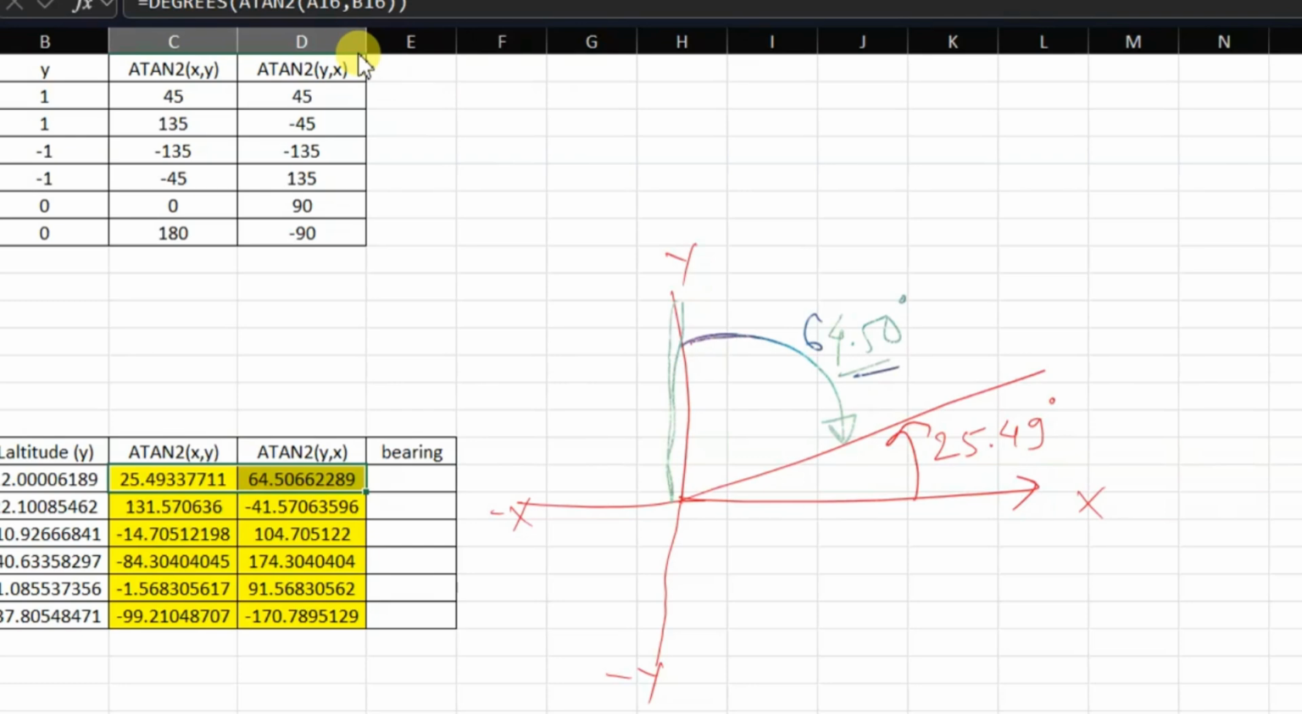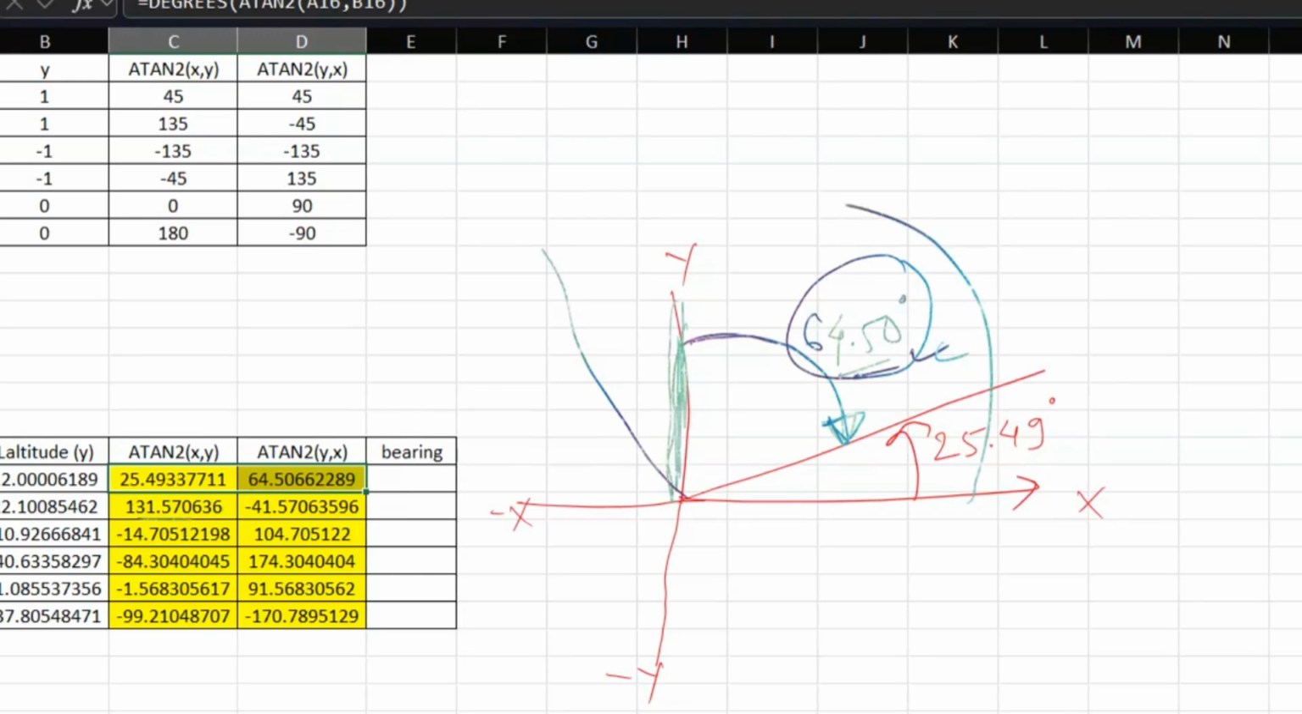As the bearing is required from the north or south, bearing is always measured from north. So for the calculation of bearing, you need to use ATAN2 y comma x. This is very easy, right? For the second set of values, if you are using ATAN2 x comma y, it gives 131 degree, right? So this is 131 degree, like this.